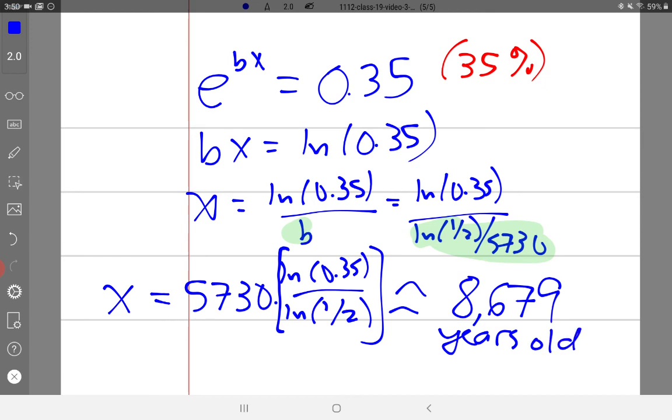And as I said, we predicted from the previous slide, this makes sense that this is longer than the half-life because it takes 5,730 years for the fossil to decay to half of its original amount, and it'll take a little bit more time to get all the way down to 35%, less than 50% of its original amount.